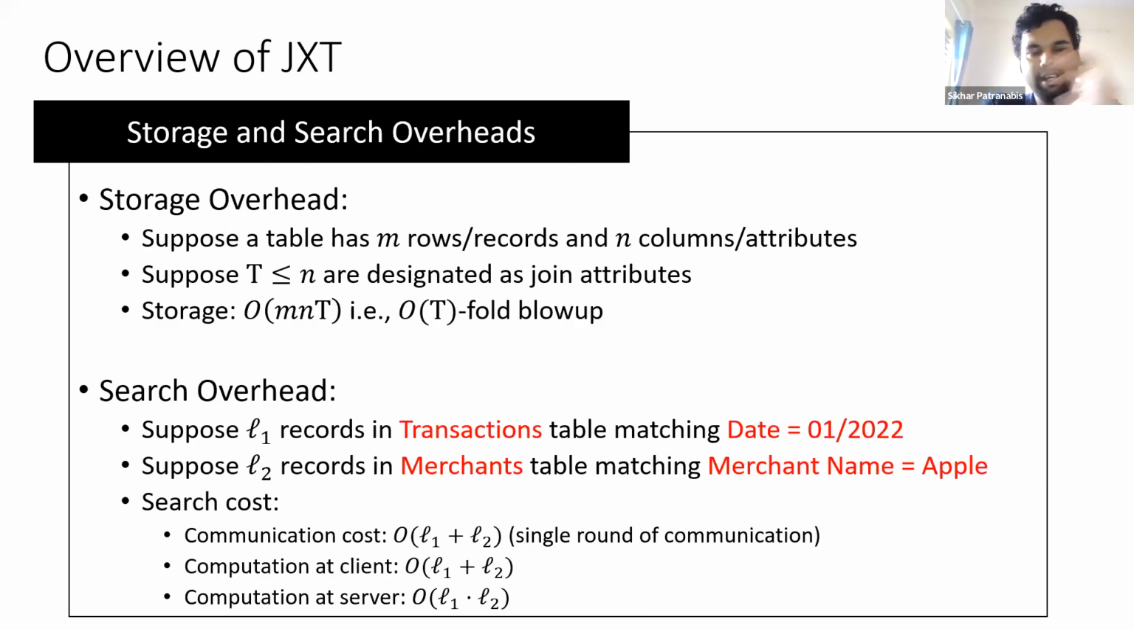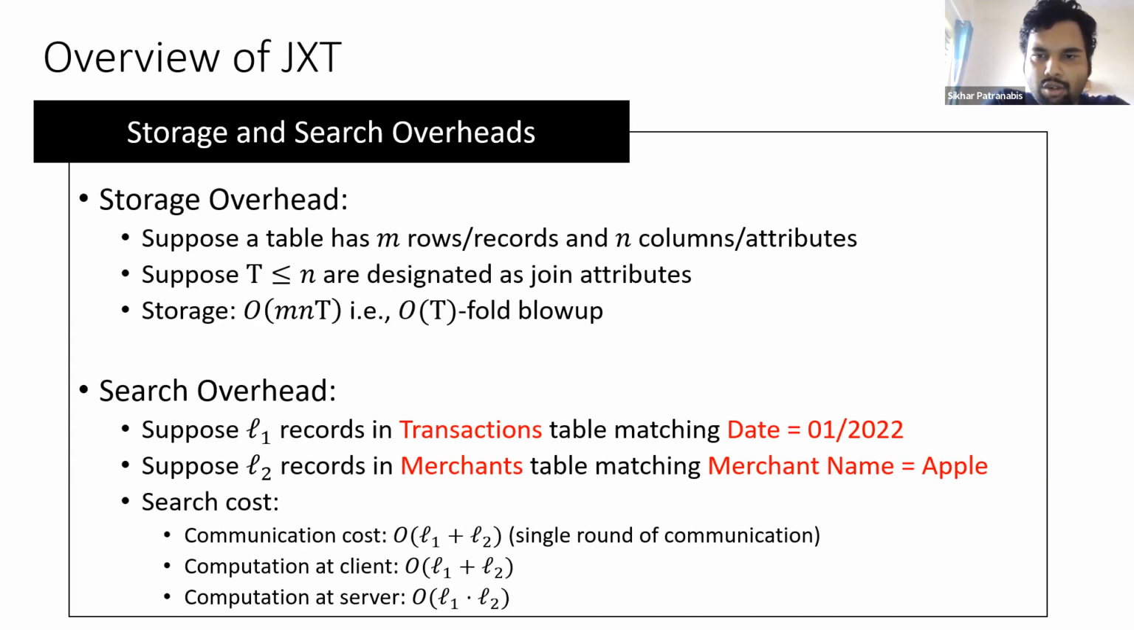And finally, here's a very brief one-slide summary of the storage and search overheads of JXT. So as I already mentioned, suppose that a table has a total of n attributes, and let's say T of these are designated as join attributes. And I already argued earlier that T would typically be small in practice. Then the storage overhead of JXT is an order T blow up.